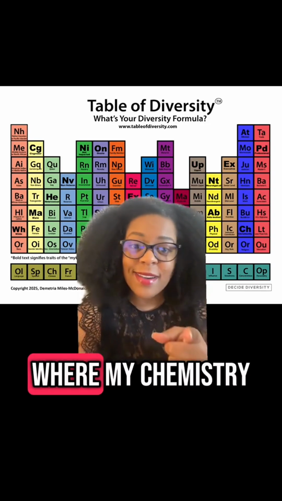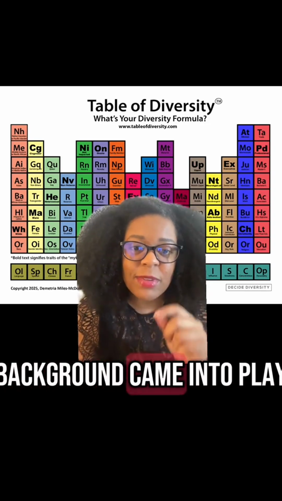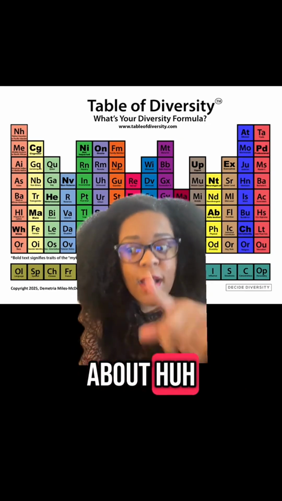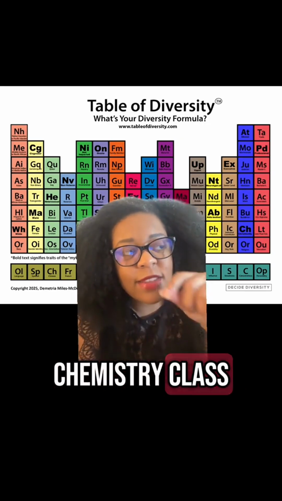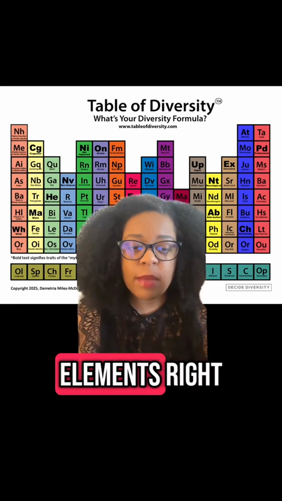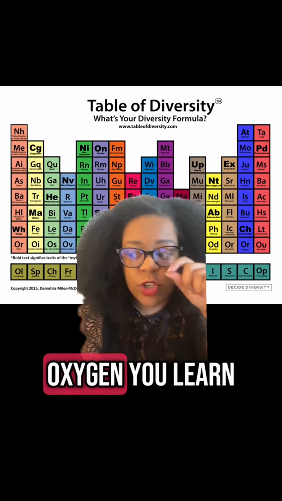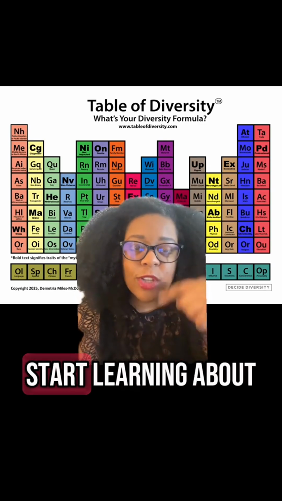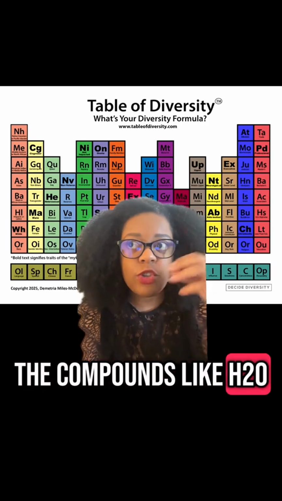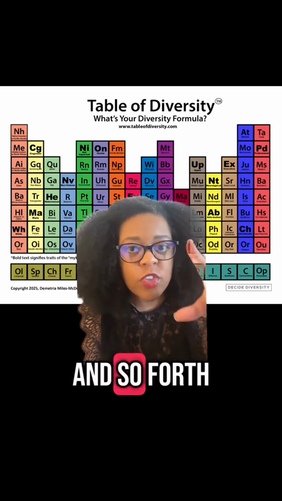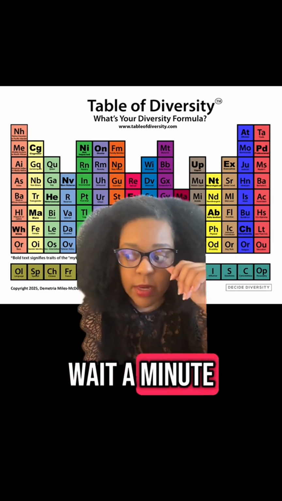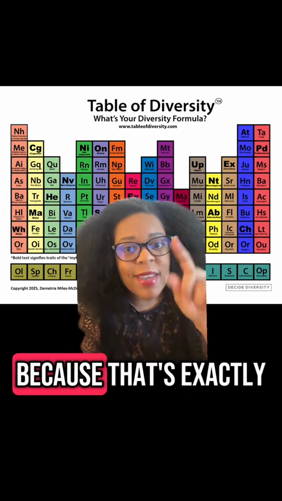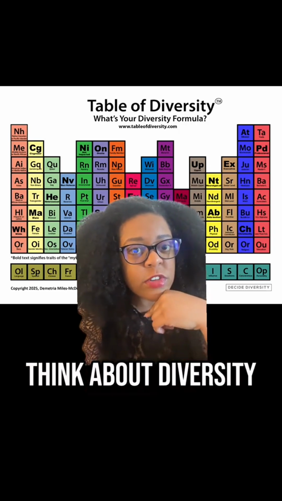And so that's where my chemistry background came into play, because I thought about, in our chemistry class, we first learned about the individual elements, right? You learn about oxygen, you learn about hydrogen, carbon, so on and so forth. And then you start learning about the compounds like H2O, H2O2, so on and so forth. And I thought, wait a minute, I might be onto something here, because that's exactly how we should think about diversity.